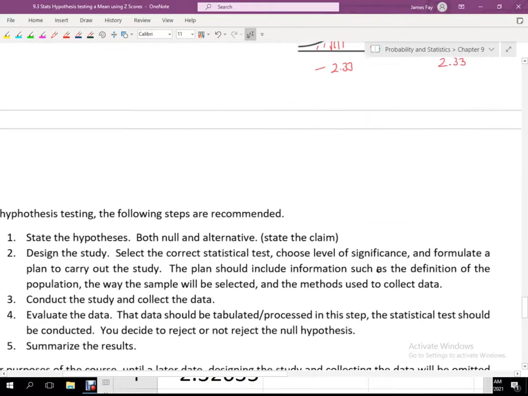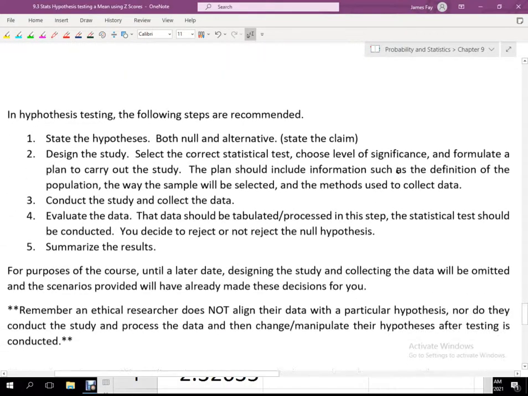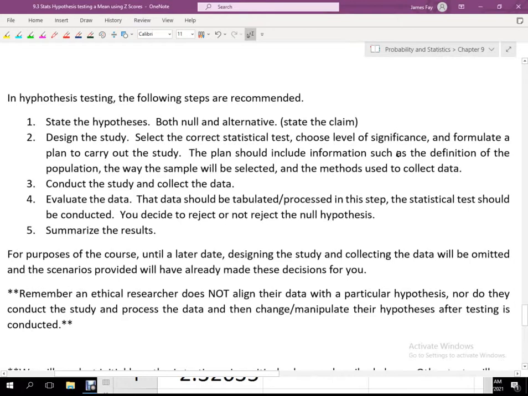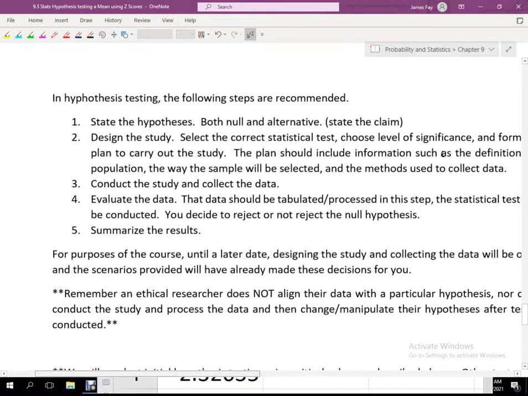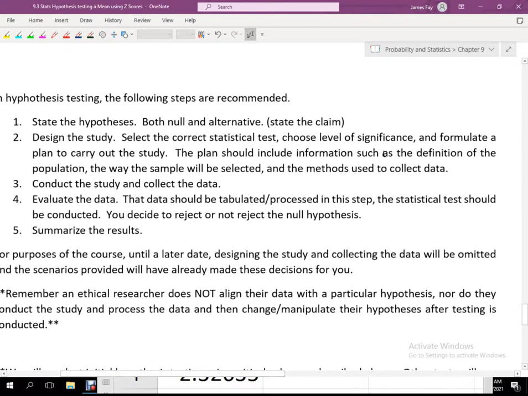All right, so before we get to any problem, these are the steps that every hypothesis test calls for. Okay? First, you're going to state the hypothesis. We've already done most of these. State the hypothesis, which is the null and the alternative, and identify which one's the claim, right? We had an entire homework assignment devoted to step 1. Step 2 says design the study, select the correct statistical test, choose your level of significance, formulate a plan to carry out the study.